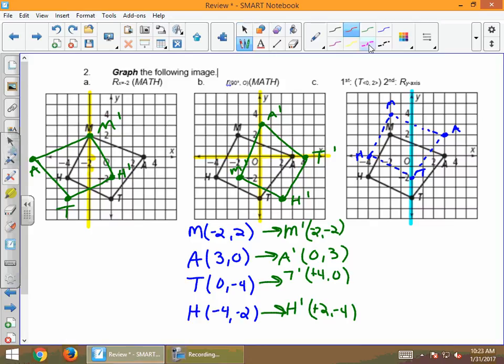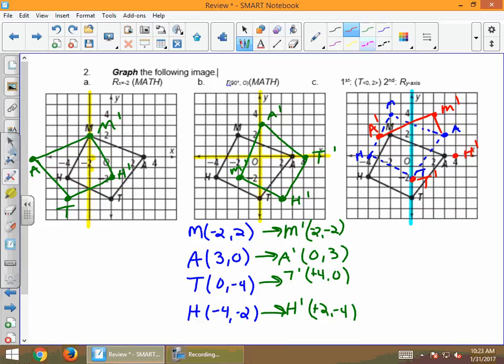And you just count. 1, 2, 1, 2, M prime. 1, 2, 3, 1, 2, 3, A prime. 1, 2, 3, 4. 1, 2, 3, 4. H prime. And is T going to move at all? Why? It's right on that line you're reflecting over, but you still need to darken it and relabel it as T prime.